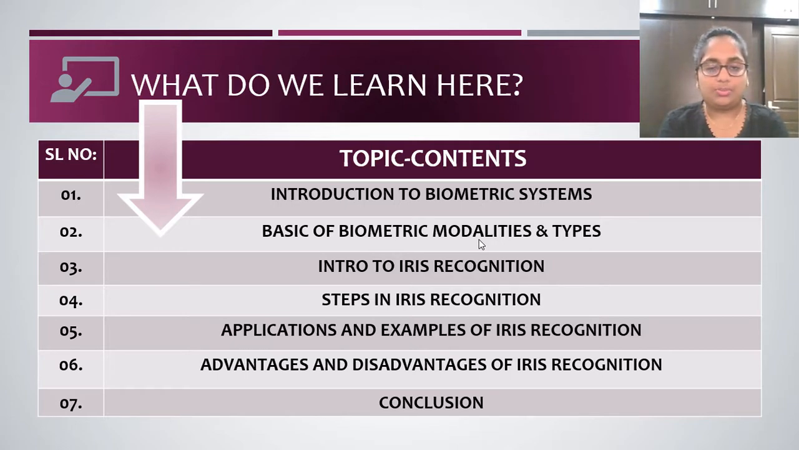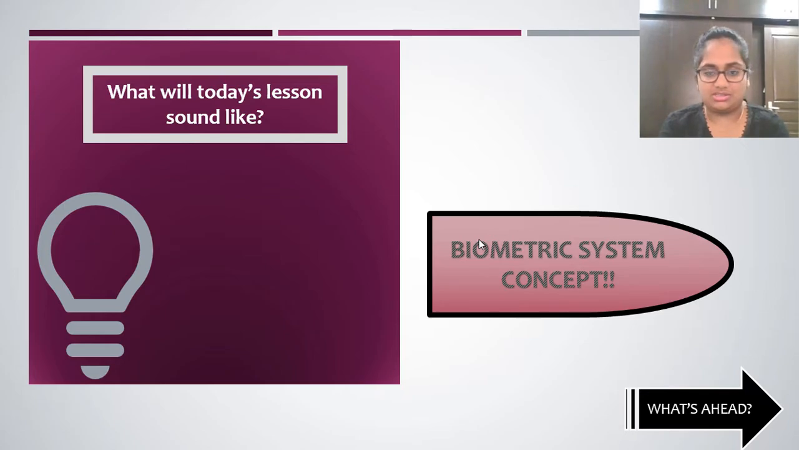So what are the topics we are going to learn from this video, or the table of contents? The very first one is the introduction to biometric system. The second one is the basics of biometric modalities and types. Third is the introduction to iris recognition. Fourth is the steps in iris recognition, followed by the applications and examples of iris recognition, followed by advantages and disadvantages of iris recognition, and finally the conclusion of the iris recognition system.